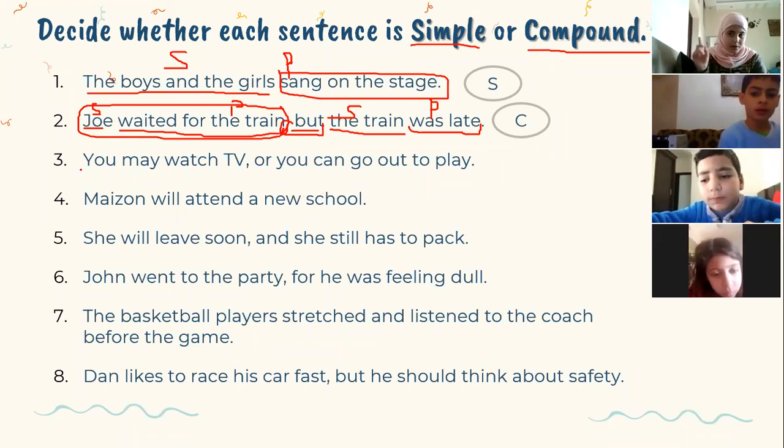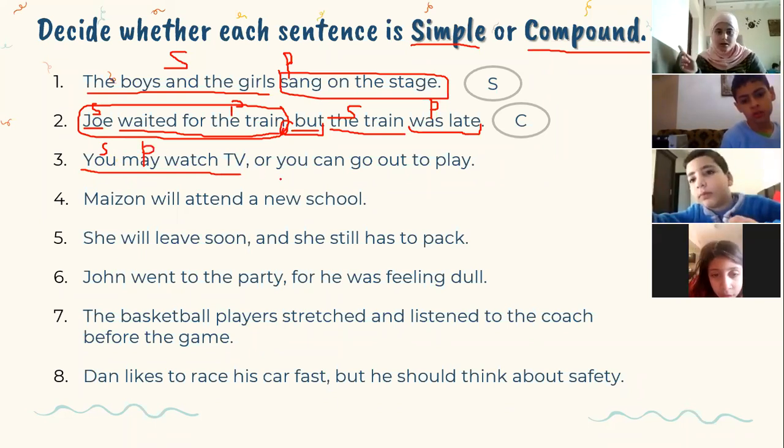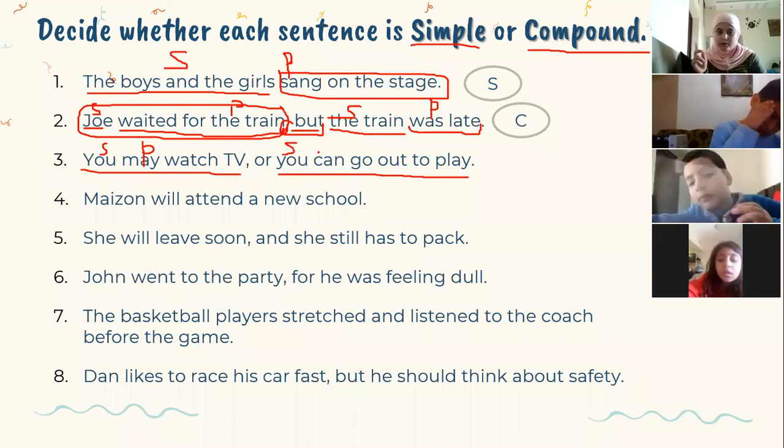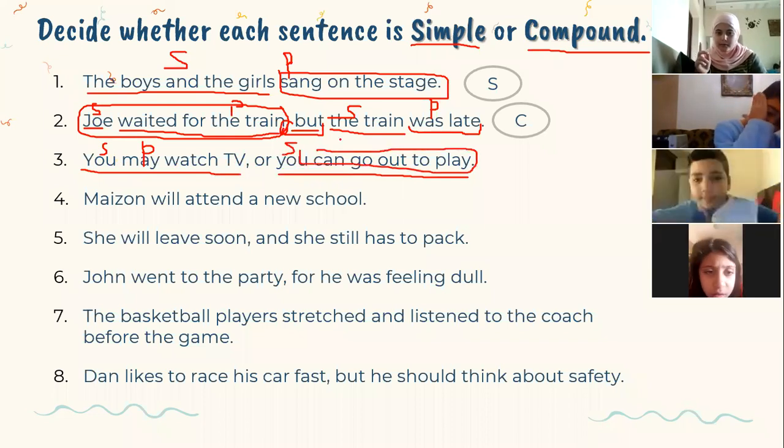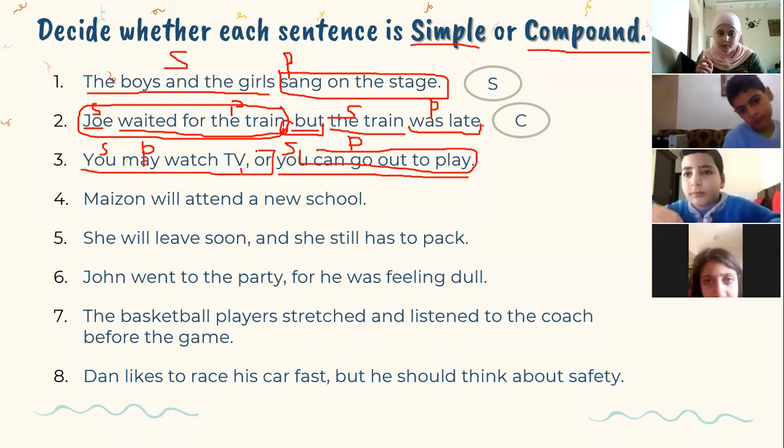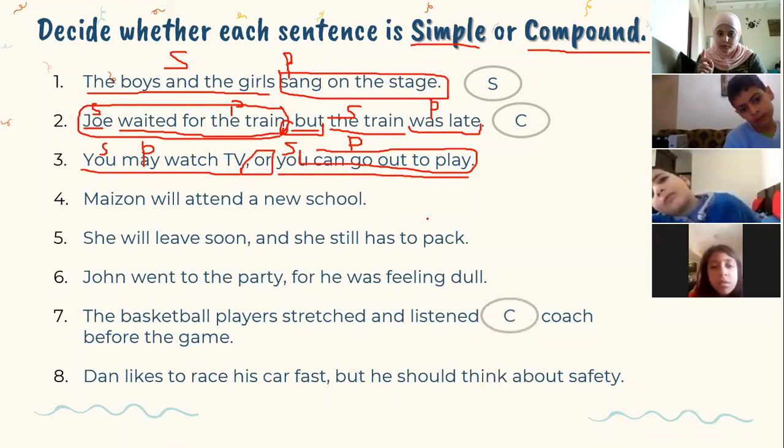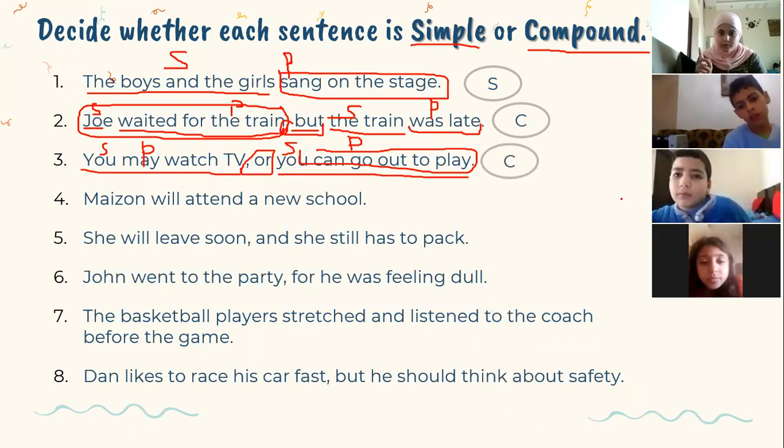The first one, you may watch TV. I have a subject and a predicate. And the second independent clause, you can go out to play. I have a subject, you, and the predicate can go out to play. So till now, I have two subjects, two predicates, and two ideas. Between them, I have a comma and a conjunction. Then it is a compound sentence. Thank you.